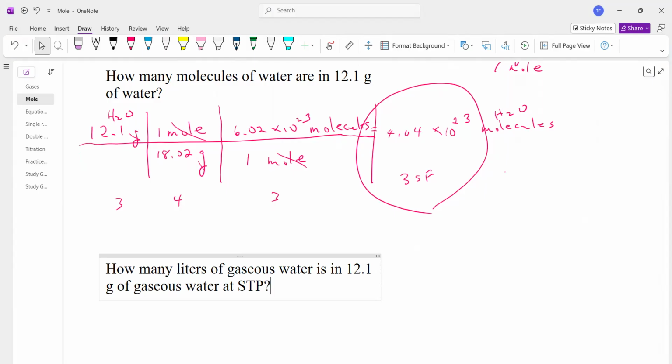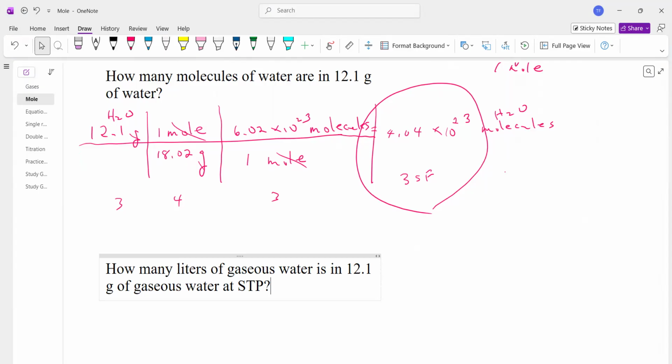How many liters of gaseous water is in 12.1 grams of gaseous water at STP? Now, it's at STP in this class, gaseous water. I mean, gases, I should say. Except for the little sub unit we're doing on gas laws. Other than that, it's always STP, and I'll always try to remember to put it in. But if I don't put STP in, put it in. Just assume it's 22.4 liters per mole.